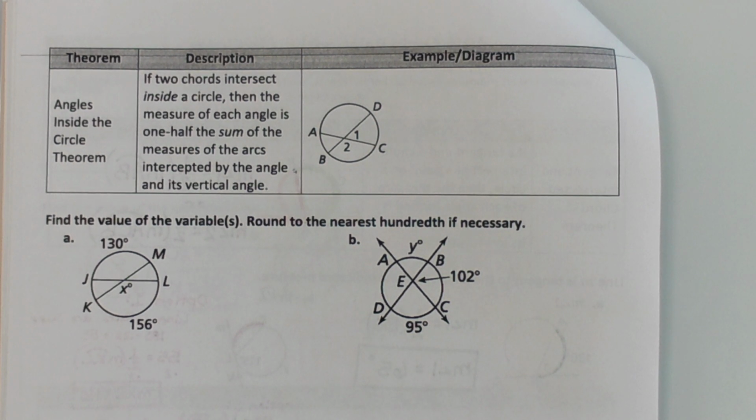Anyway, it says, if two chords intersect inside of the circle, then the measure of each angle is 1/2 the sum of the measures of the arcs intercepted by the angle and its vertical angle.